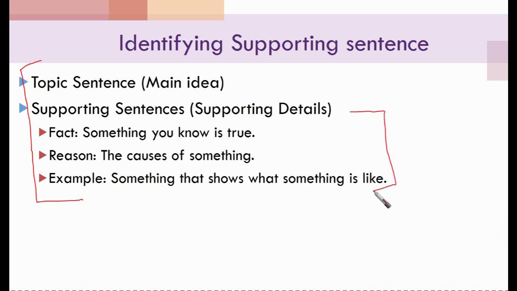We're going to mainly focus on 3 different parts of supporting sentences. First one is fact, so something is true. This is information. Next one is reason, the causes of something. Last one is example, something that shows what something is like. Okay, so there are 3 types of supporting sentences. That means you have at least 3 supporting sentences and 1 topic sentence.